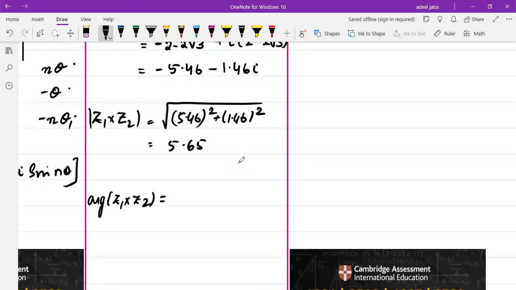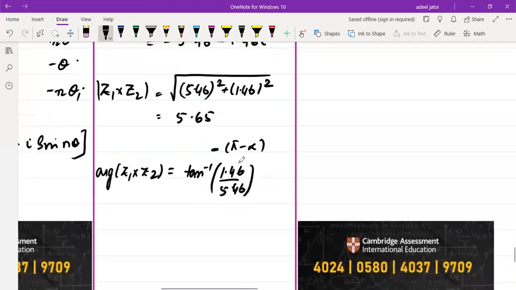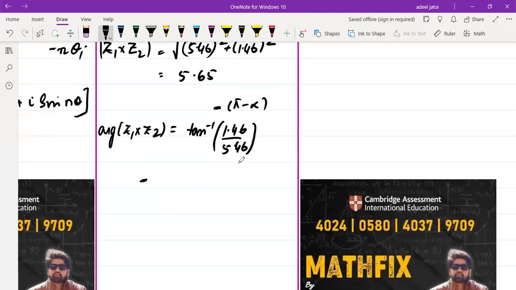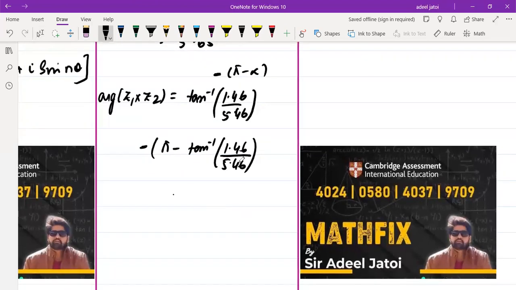And if you want to take the argument of Z1 multiplied by Z2, because of the negative signs, which quadrant is this? Third quadrant. And the third quadrant angle has the form negative pi plus alpha. So if I want to find the angle itself, it will be tan inverse 1.46 upon 5.46. In the other regard, it should be negative pi plus tan inverse 1.46 upon 5.46. So the end result of this would be negative 2.88.